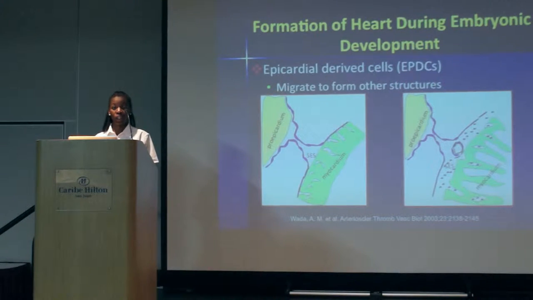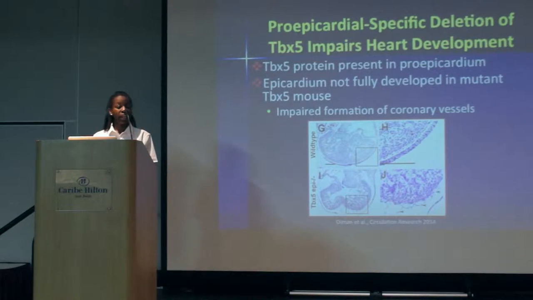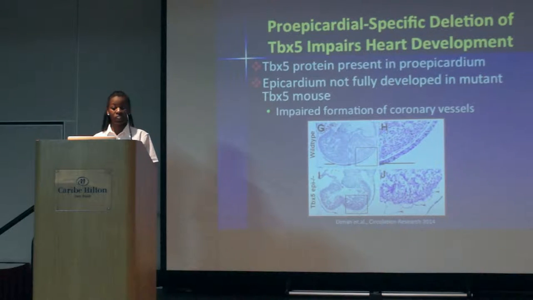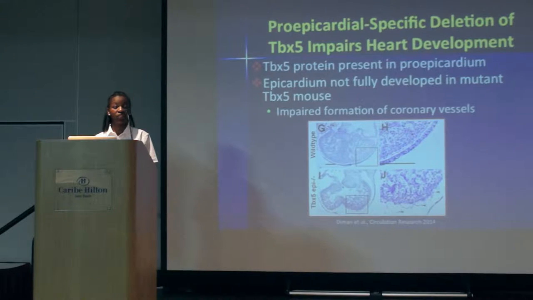After forming the epicardium, the EPDCs, or epicardial-derived cells, migrate from the epicardium into the sub-epicardial spaces and spaces within the myocardium. There, the EPDCs undergo epithelial-mesenchymal transformation in order to form the endothelial cells of the coronary vessels and the smooth muscle. It has been proven that the TBX5 protein is present in the proepicardium during embryonic development and is also present in the vascular endothelial cells of the coronary vessels.